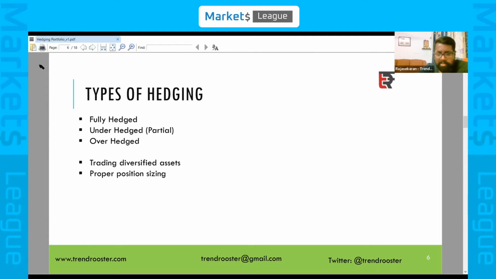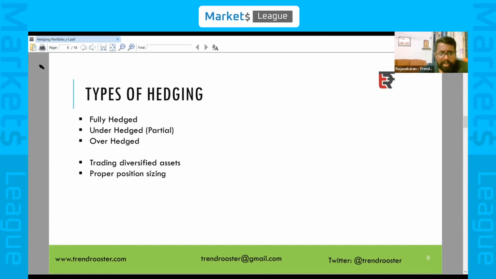Under hedged is a partial hedge. Most of the time we do this ourselves. Over hedged is when you're in panic mode, people try to add over hedges. Say they're short 4 lots, but they buy 6 lots or 7 lots for the protection. That is called over hedged.